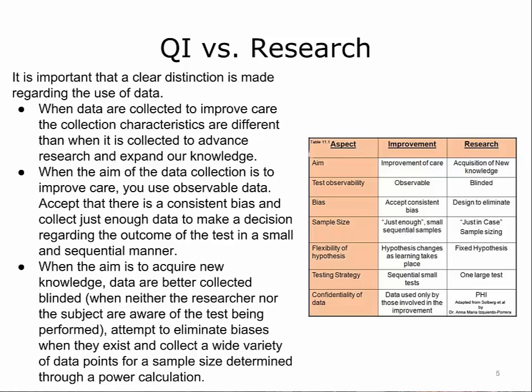When the aim of the data is to acquire new knowledge, on the other hand, data are better collected blinded, when neither the researcher nor the subject are aware of the test being performed. You attempt to eliminate biases when they exist and collect a wide variety of data points for a sample size determined through a power calculation.